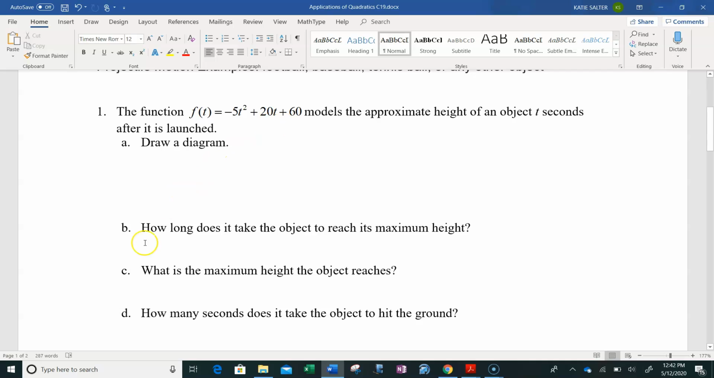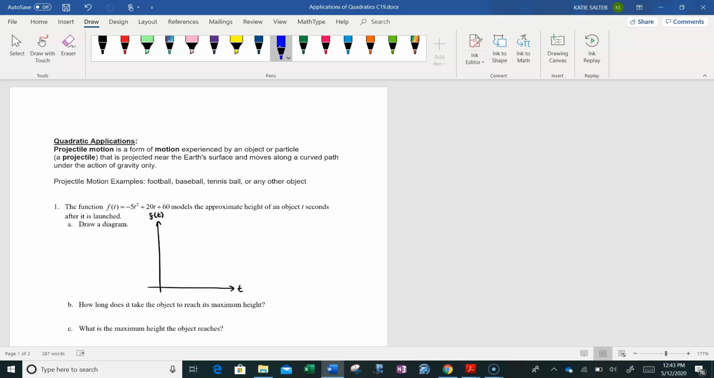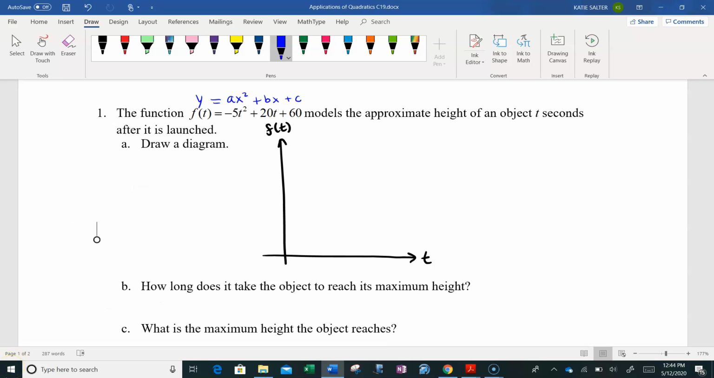So let's draw a diagram of what's happening here. Okay, so in my diagram, I'm mainly going to only draw the first quadrant because that's what makes sense in the context of the problem. It doesn't make sense to have a negative time. So we're only going to be looking at the part of the parabola that would be represented in this first quadrant. Because of what we have learned about quadratic functions, we know that this parabola opens downward because the leading coefficient is negative, and we also know that the y-intercept is at 60.